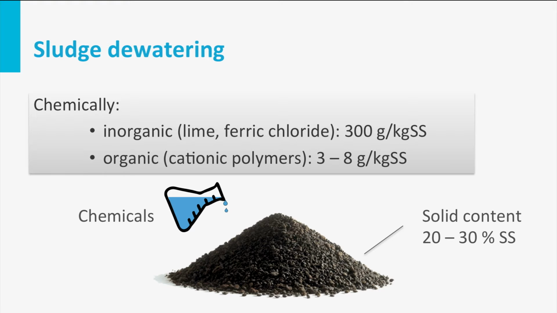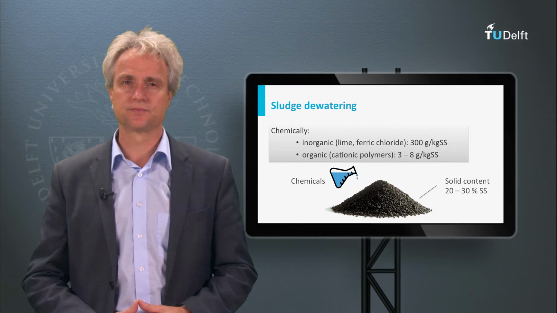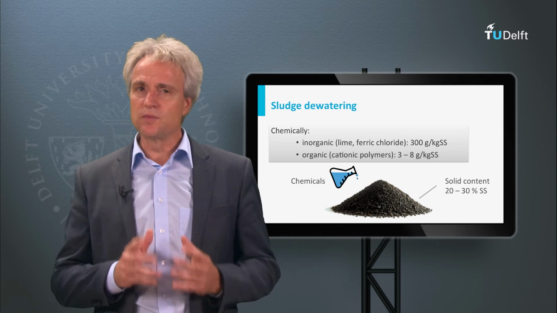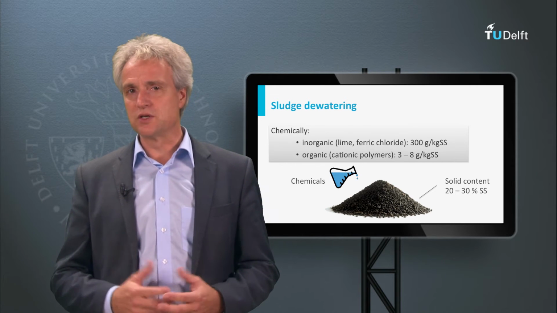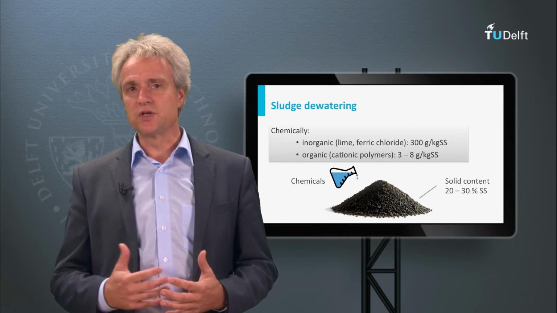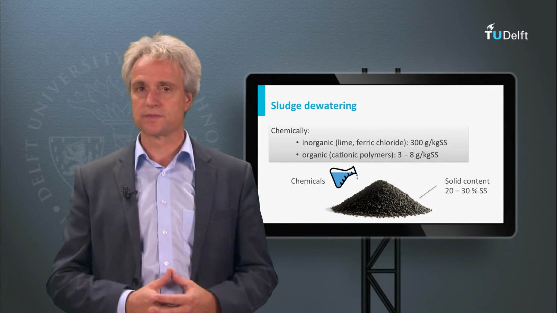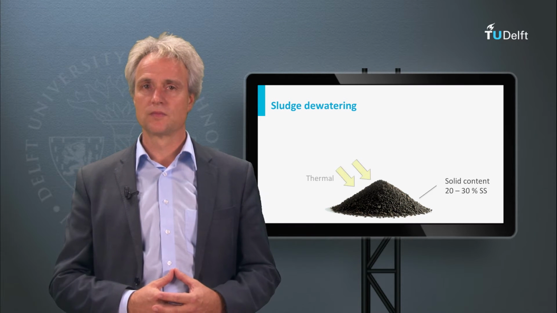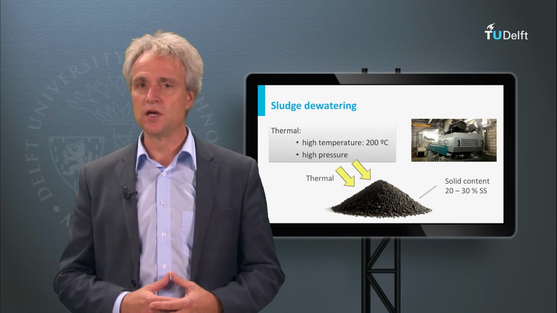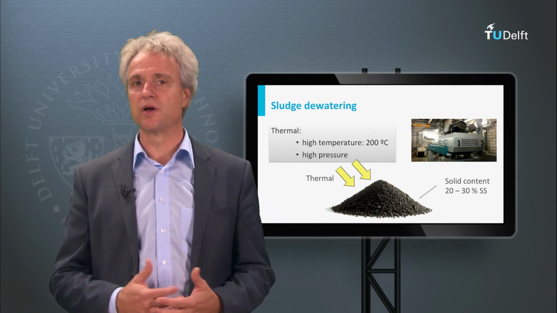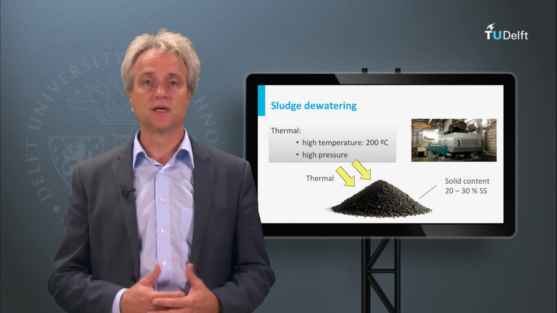Alternatively, polyelectrolytes or PE are used, which are generally organic cationic polymers and which are added in much lower amounts, in the range 3 to 8 grams per kilogram suspended solids. For some dewatering systems, some more PE is required. The purchase costs for these chemicals are much higher, but the total sludge mass produced is much less. Alternative to chemical conditioning, sludge can be thermally conditioned, applying temperatures up to 200 degrees Celsius and high pressures.